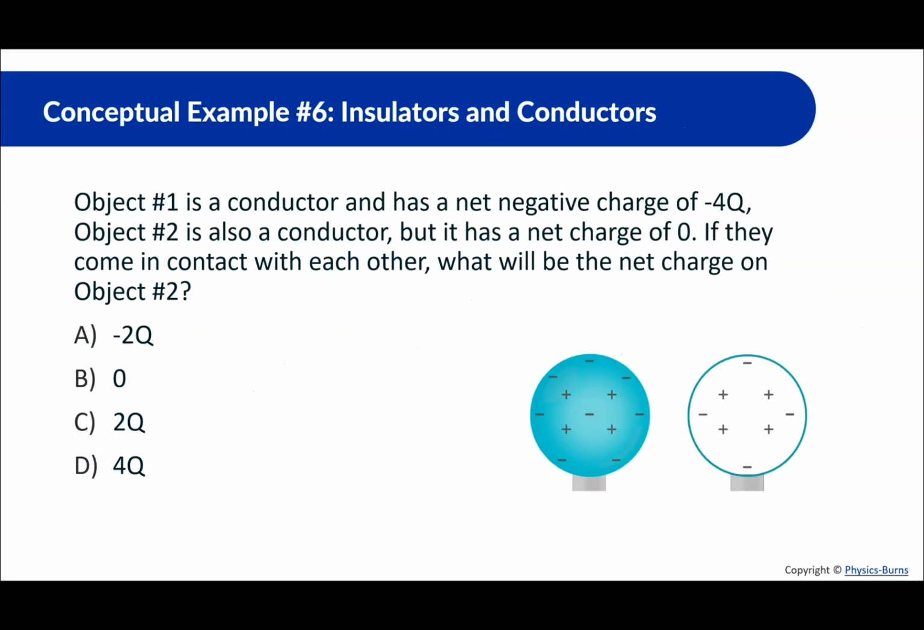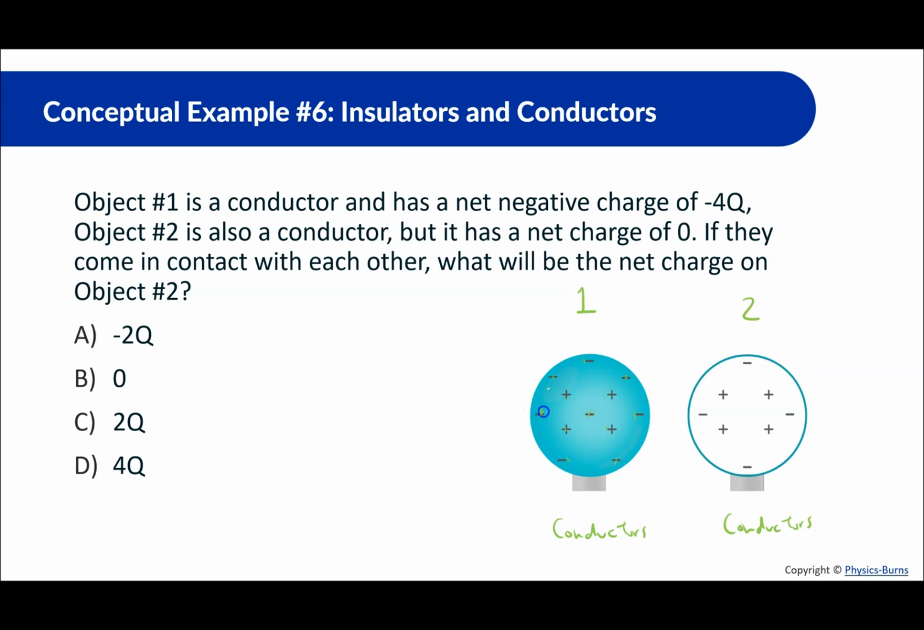Okay, moving on. Object number 1 is a conductor and has a net negative charge of -4. Object number 2 is also a conductor but has a net charge of 0. If they come in contact with each other, what will be the net charge on object number 2? Okay, so this is 1 and this is 2. So we can see these are both conductors.